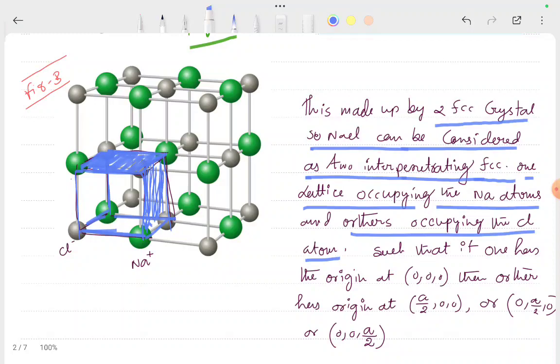Okay, we are just focusing on these pictures from part 3. This is very easy. I think this picture is very helpful. This representation is quite good, and such that one FCC lattice has the origin at 0, 0, 0, and the other has the origin at a by 2, 0, 0, or 0, a by 2, 0, any of these.